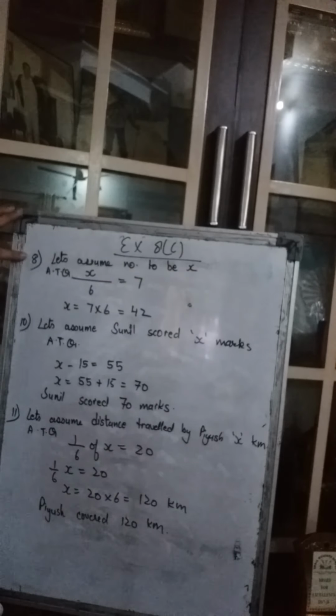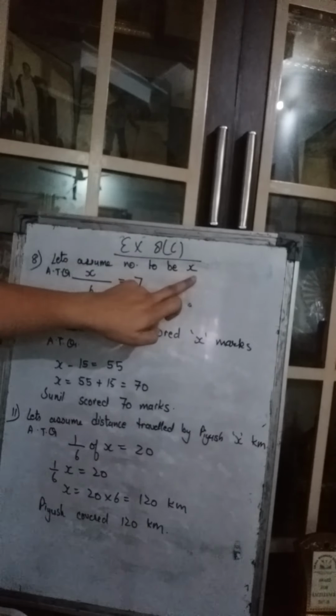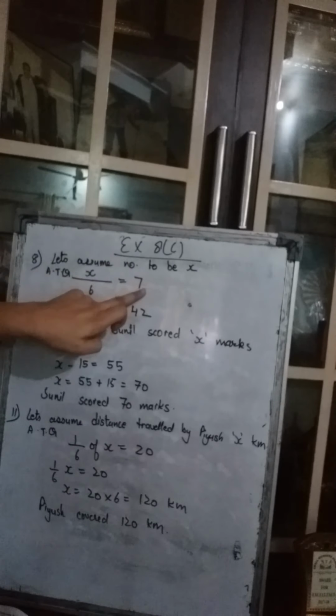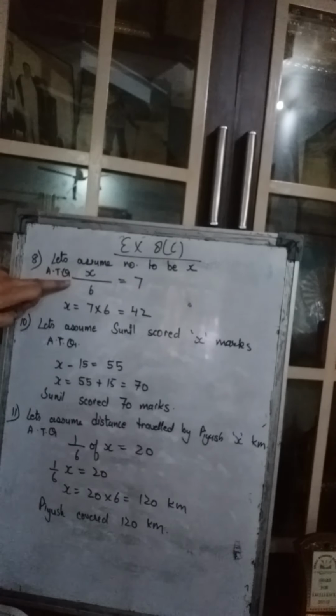Now we come to the eighth question. Eighth question says the number divided by 6 equals 7. So let's assume the number to be x. According to the question, the number divided by 6, so x upon 6 is equal to 7. So this is the equation which has been formed.